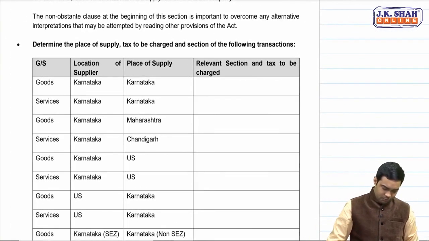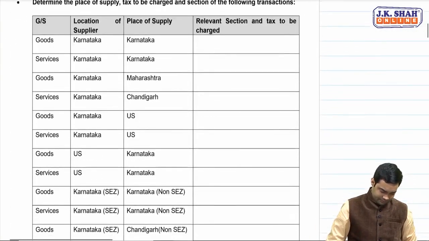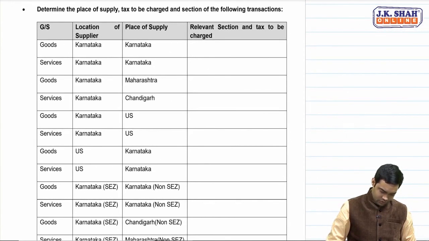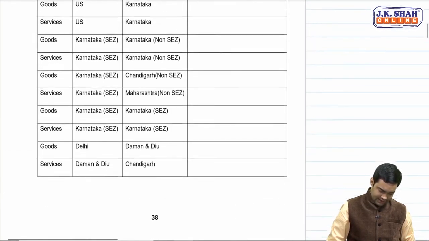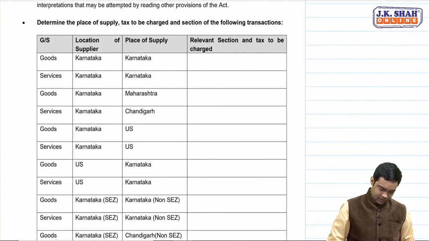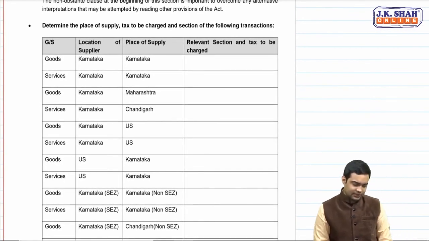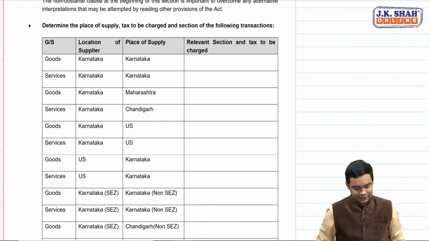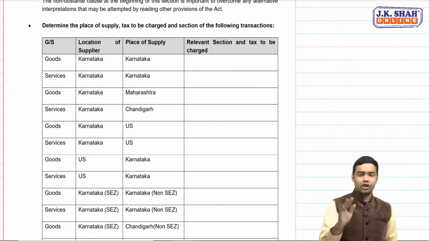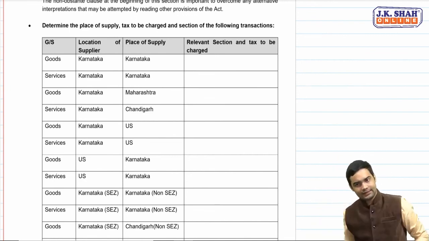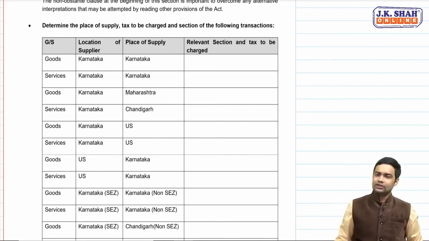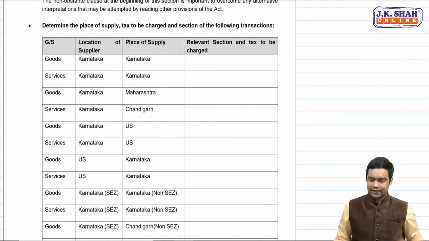Now, I hope you have read the example, and now you can see on page 38 there are a set of examples which are given here. It says determine the place of supply, the tax to be charged, and the section of the following transactions. I'll show you one sample, and thereafter I would want you to pause the video, write the answers for all, and then check it while I discuss the various alternatives.